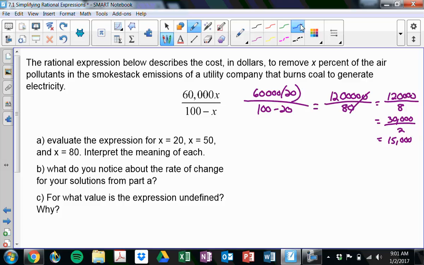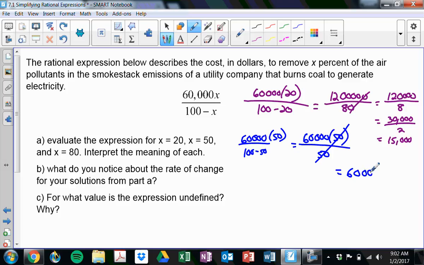Now let's take out 50%. And if I do 60,000 times 50 over 100 minus 50, well, I'm actually going to be a little smart about this. I'm not going to multiply the top out yet, because the bottom just becomes 50, and those can cancel. So this is just $60,000. To take out half the pollutants would cost $60,000.